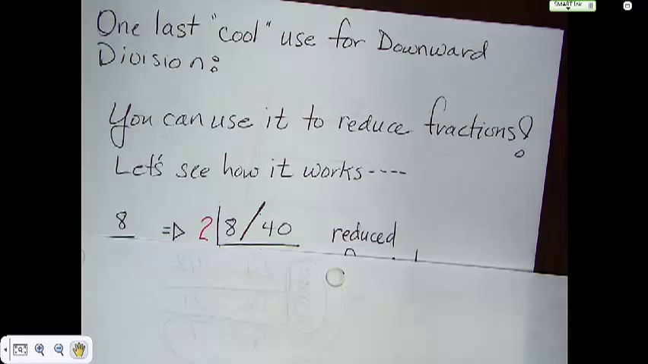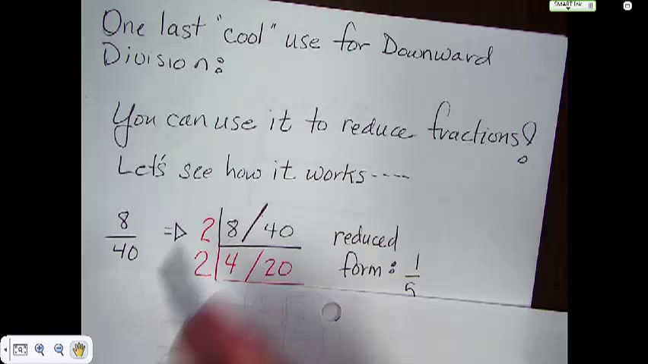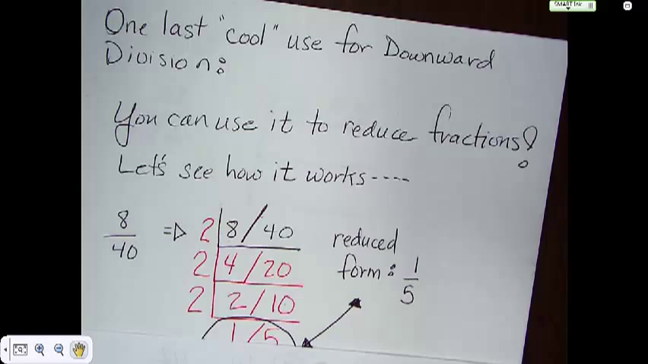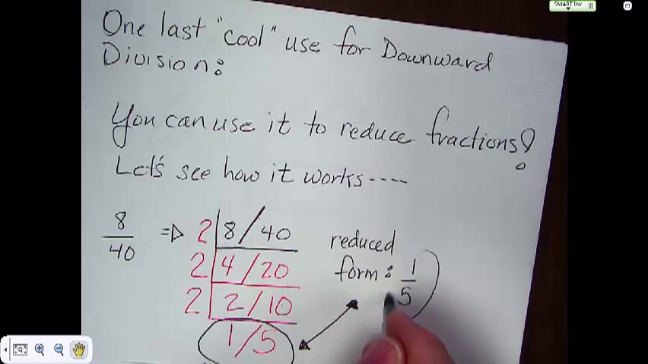So they're both even, so I divide by 2. 8 divided by 2 is 4. 40 divided by 2 is 20. Keep going. Divide by 2 again, you get 2 over 10. Divide by 2, you get 1 over 5. And look at there, the reduced form is 1/5.